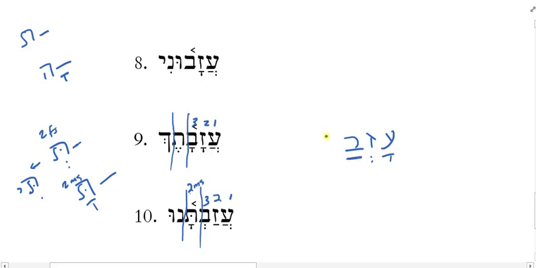Okay, and then I've got a kaf here. Which pronoun suffix is that? Yeah, that's the 2fs pronoun, right? Okay, so she forsook you, woman. Now but look at what I've got. Azavat. Okay, I've got a cluster of consonants at the end here, don't I? Azavat.